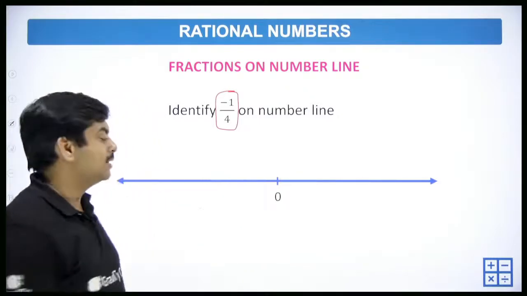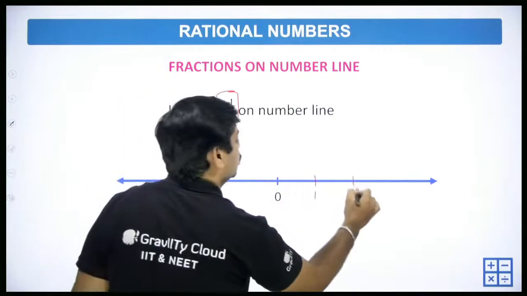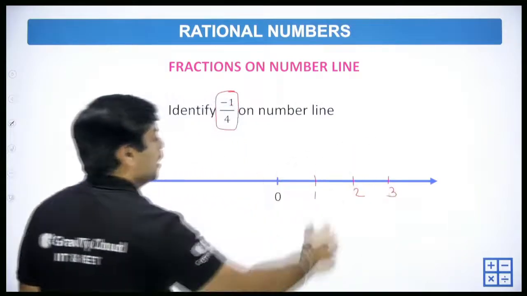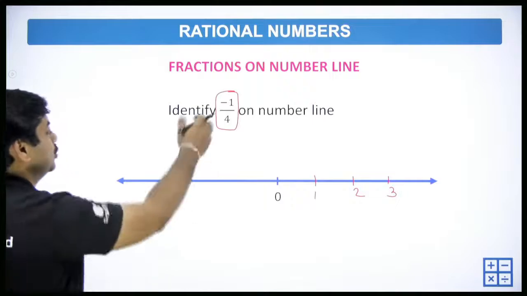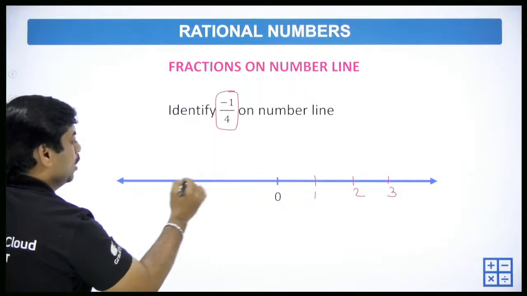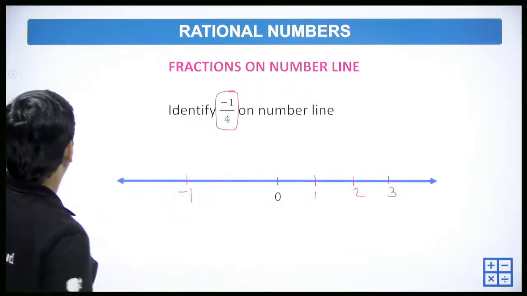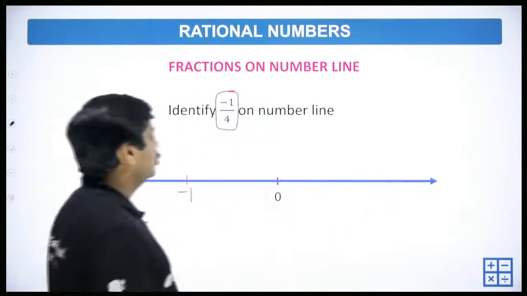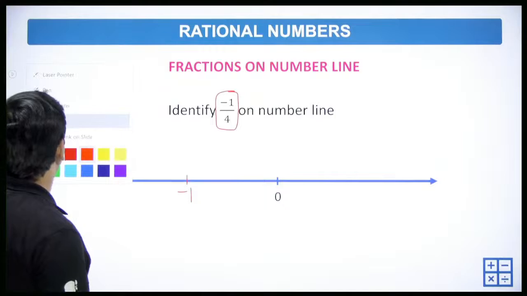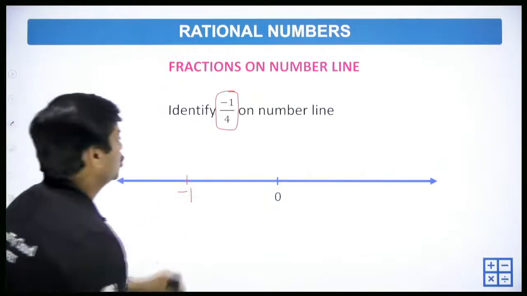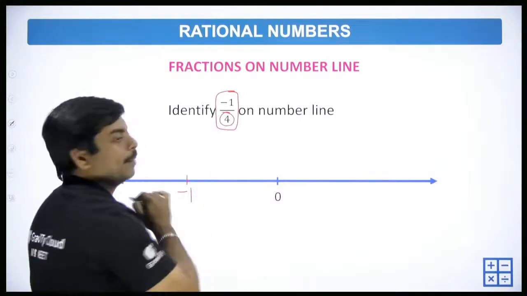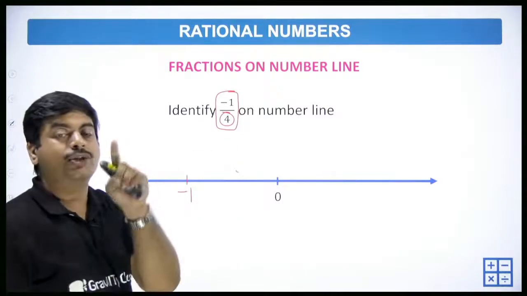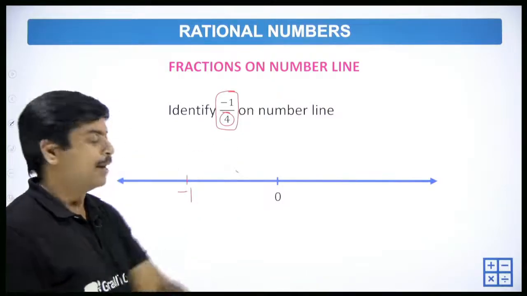The negative region means this is 0, this is 1, this is 2, and this is the positive region. But now come back to the negative. Let's say this is minus 1. So between 0 and minus 1, you need to divide your region into 4 parts, and out of those 4 parts, you need to select the very first part.